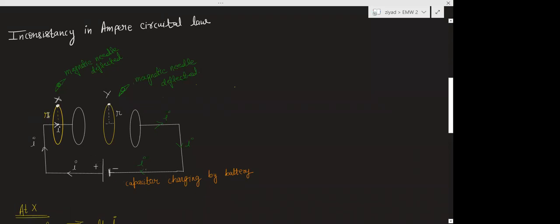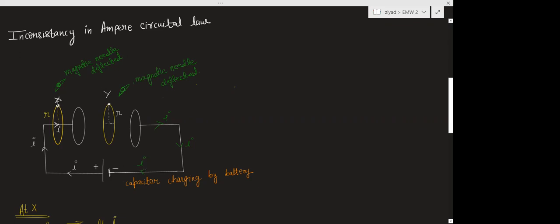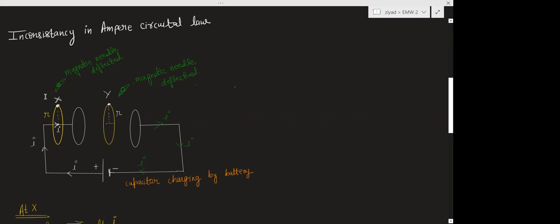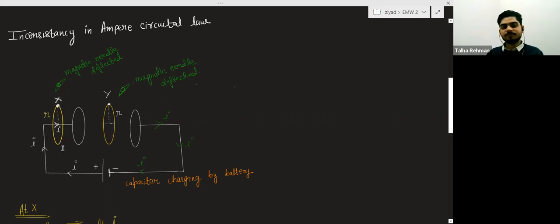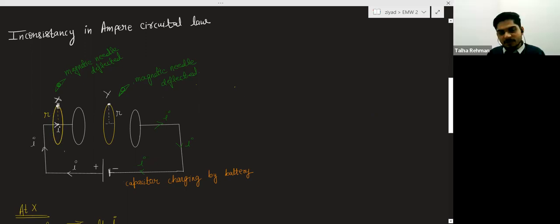So what I have done, I have taken an Amperian loop to calculate the magnetic field at some point x. This is point x and a loop is passing through this point x. Now I have applied Ampere's circuital law here. As this is a wire, due to this wire there will be a magnetic field at this point x, and at all points the magnetic field will be constant.